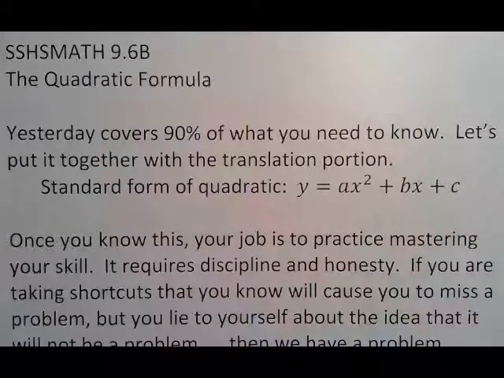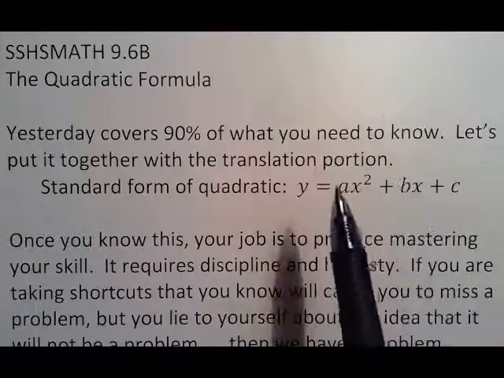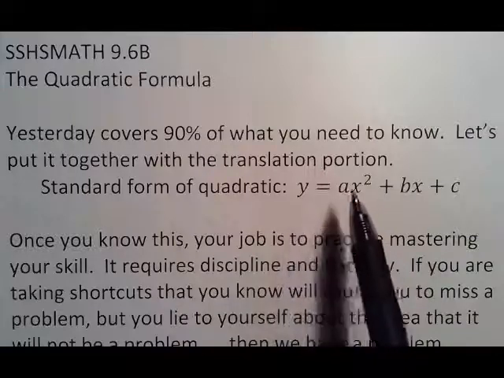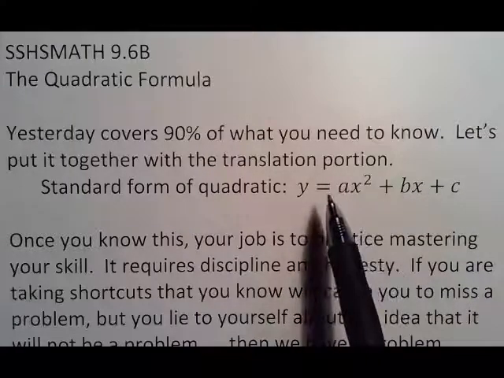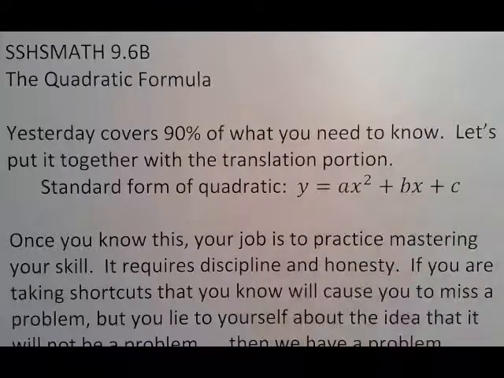Our last lesson covers 90% of what you need to know. Let's put it together with the translation portion. We should know that y equals ax squared plus bx plus c, which means that a is your first value that's there, b is the second value, and c is the third value.